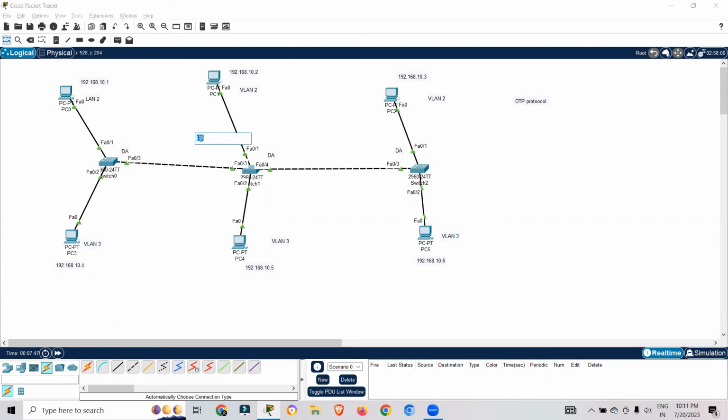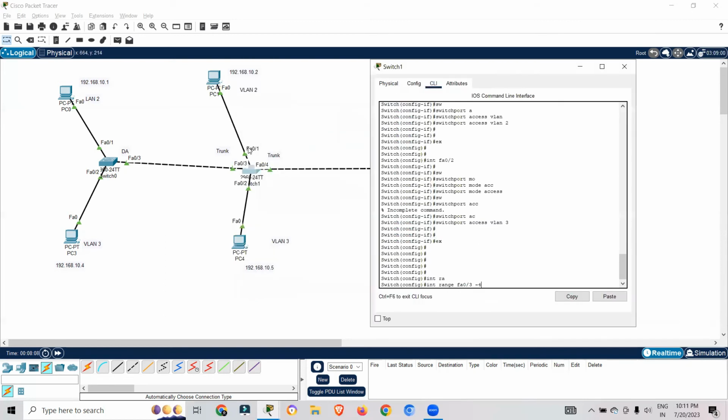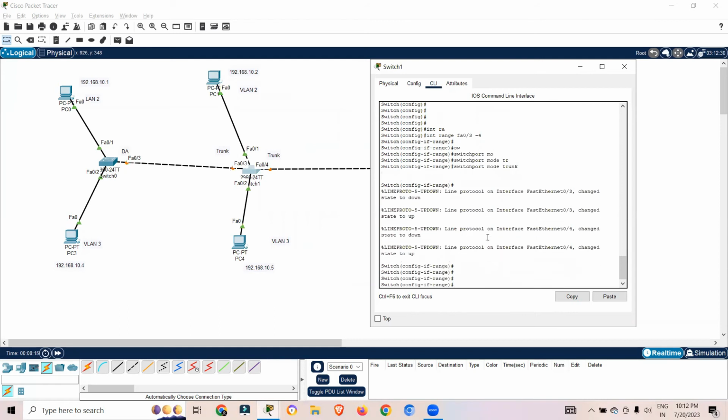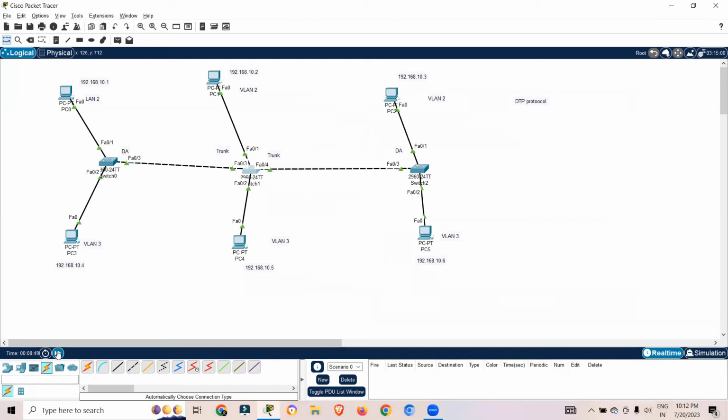Let me check whether this is working or not. Let me make trunk on one side, and trunk on this side also. So how can I do this? I will select both interfaces. Interface range FA0/3 - 4. I'm selecting both 3 and 4. Switchport mode trunk. So I did the trunk configuration on both sides.